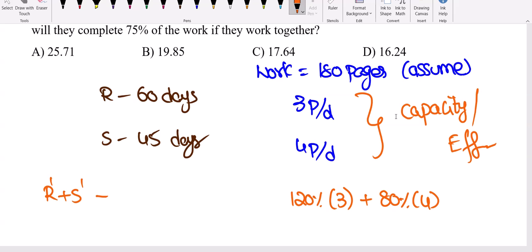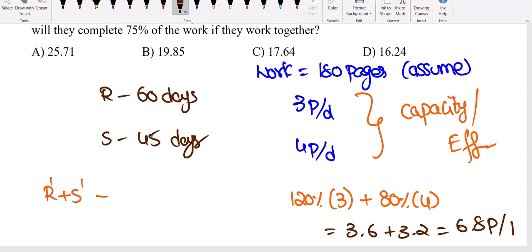Now 120% of 3 is nothing but 1.2 into 3, which is 3.6. This is 3.2, which means 6.8. See, they can do 6.8 pages typing per day, or 6.8 programs per day. Total programs task is 180. Now the question is actually 75% only.